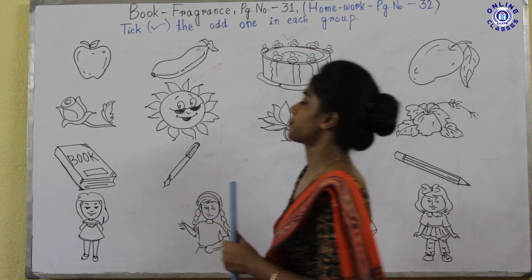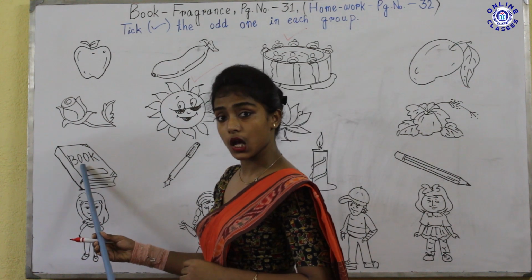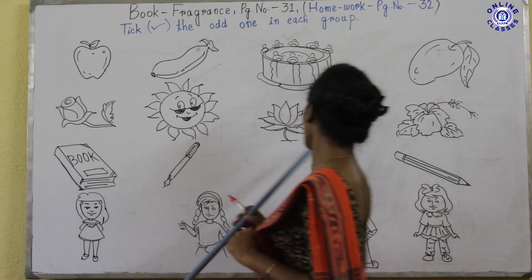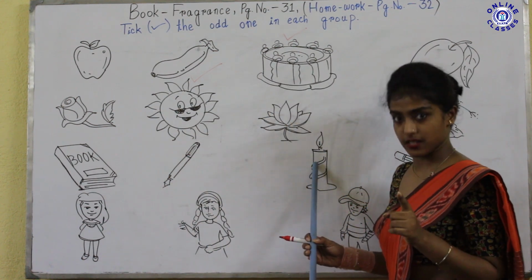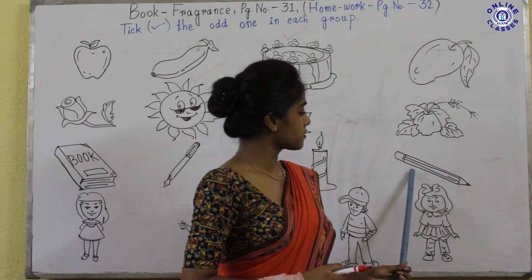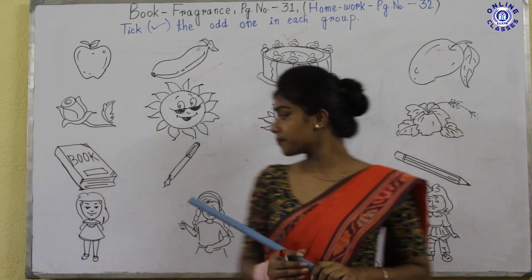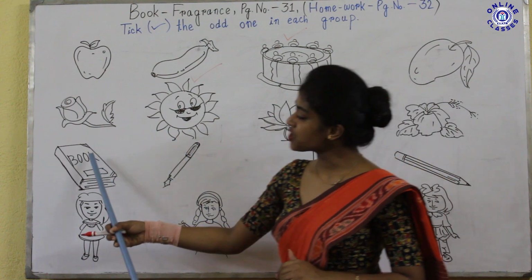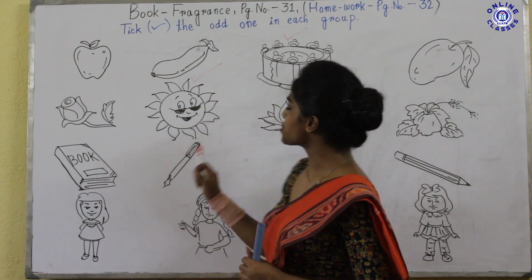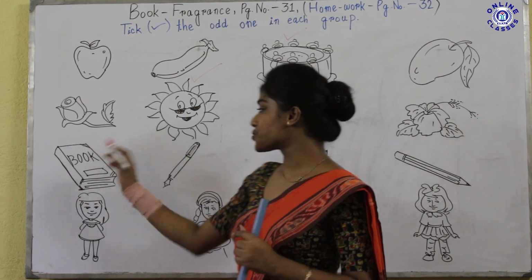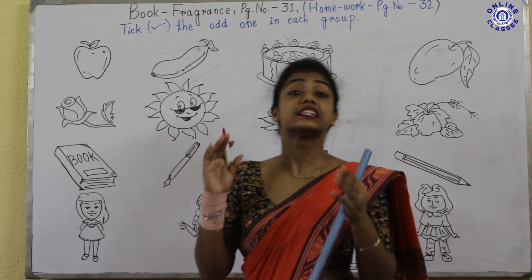Now look at this. What is this? This is a book. Pen. Now what is this? A candle, right? And look at this. What is this? This is a pencil. So pencil, pen and book, these three help us to study, right? These three help us to study.